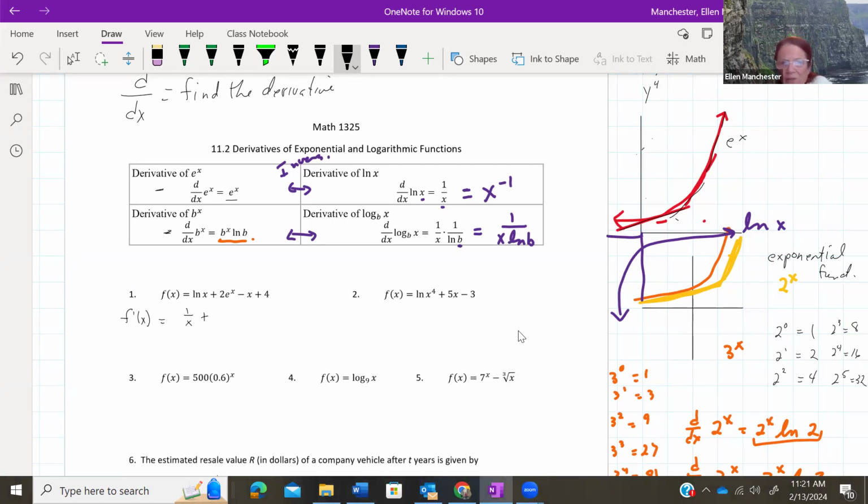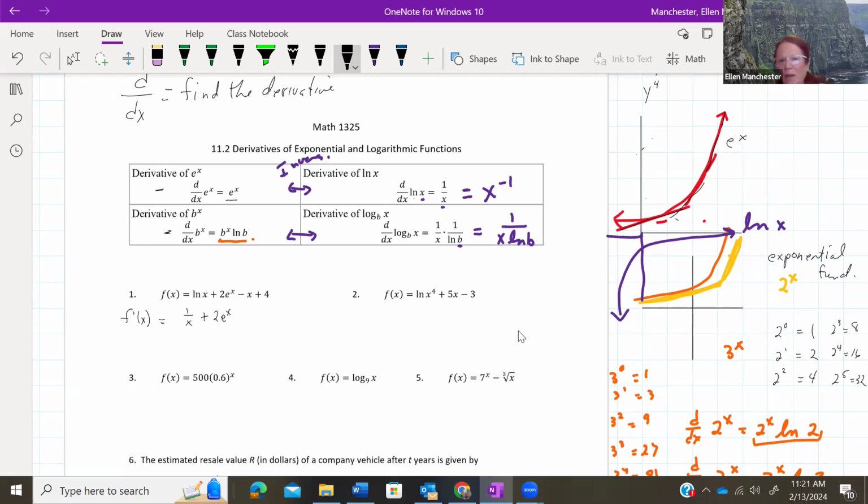Okay. Plus, I see I have e raised to the x power. So my derivative of e raised to the x power is e raised to the x power. And the 2 just comes along for the ride. So it's 2e raised to the x power. So I'm just repeating it. Okay? So look and see, ln, ln. E raised to the x, e raised to the x. And then I have minus x.